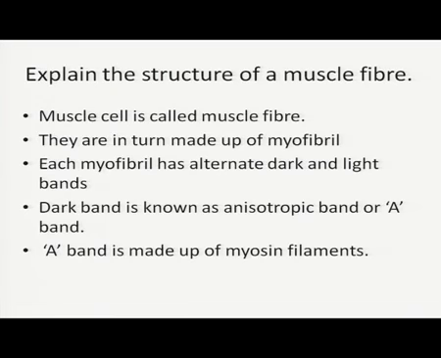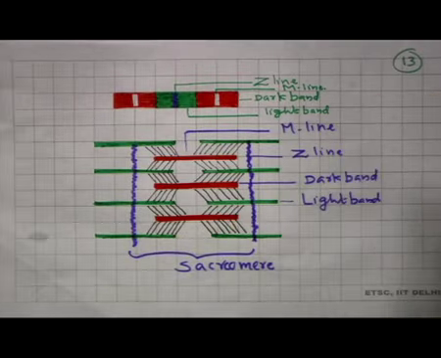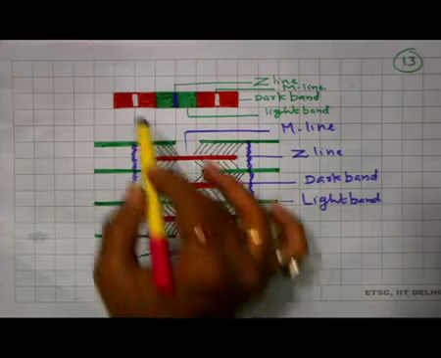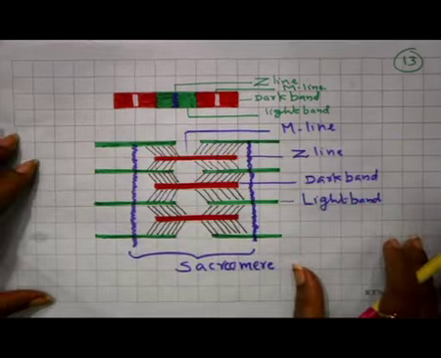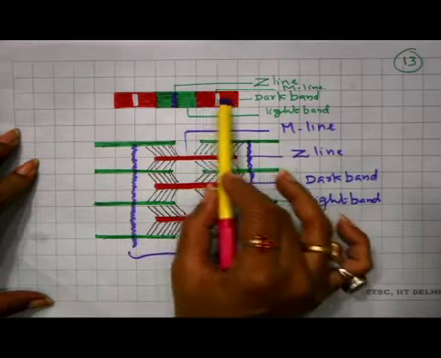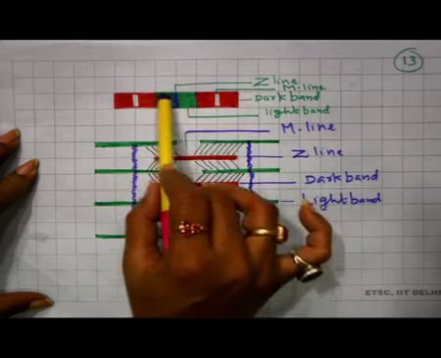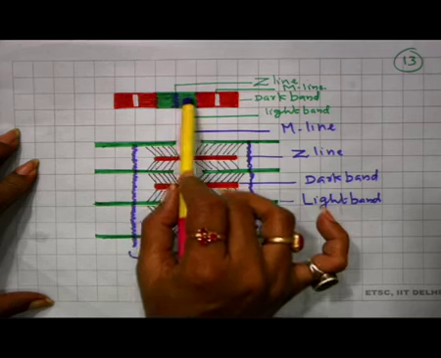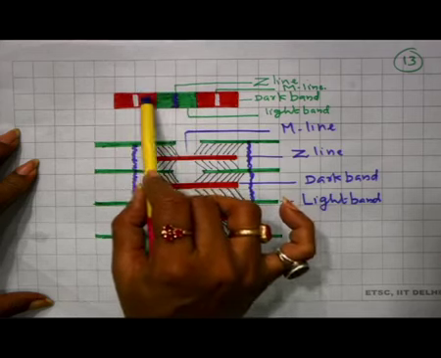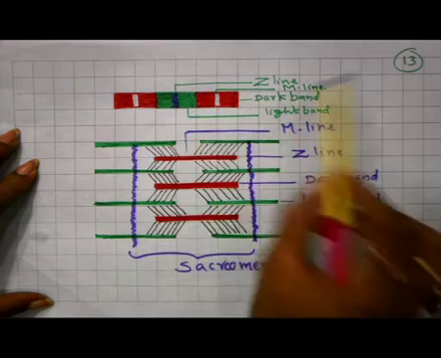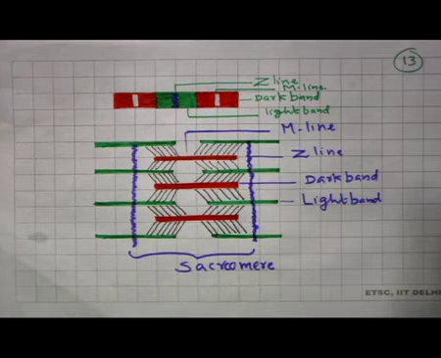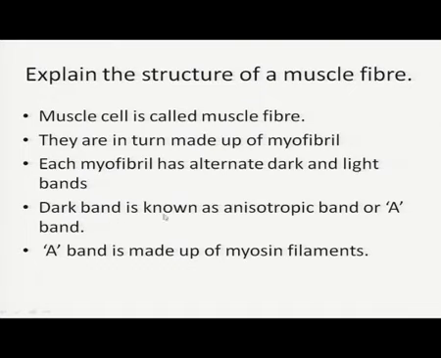Here you can see the structure, a myofibril portion with alternate dark bands. This is the dark band, red in color, and here it is the light band that I have shown with the green color. So, there are alternate dark band, light band, dark band, light band like this. And these dark and light bands, we are calling them striations or strips.